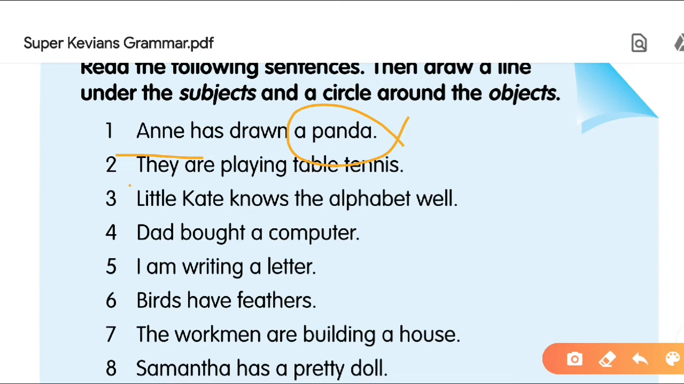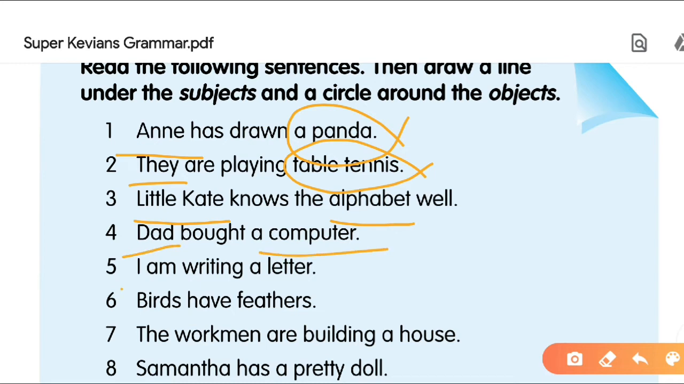Anna has drawn a panda. They are playing table tennis. They is the subject here, and table tennis is the object here. And has drawn, are playing are the verbs. Verbs generally remain in between subject and object. Little cat is the subject here, and the alphabet is the object here. Dad bought a computer. Dad is the subject here, computer is the object here.